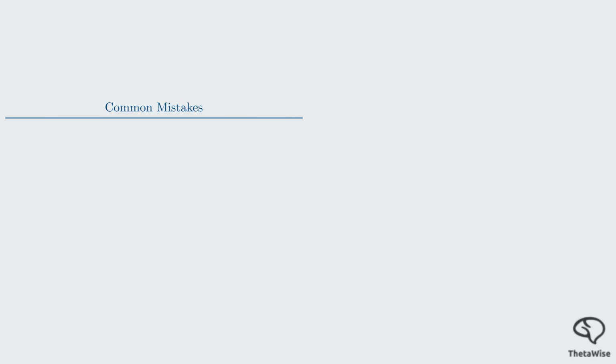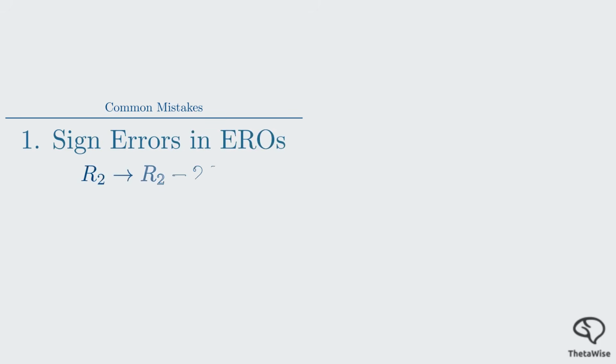To secure a grade 7, you must avoid these 3 frequent pitfalls that cost students marks in IB exams. The most common mistake is a simple arithmetic slip during row operations. For example, when calculating row 2 minus 2 times row 1, students often forget to distribute the negative sign to the constant term at the end of the row. Always double-check each element individually.